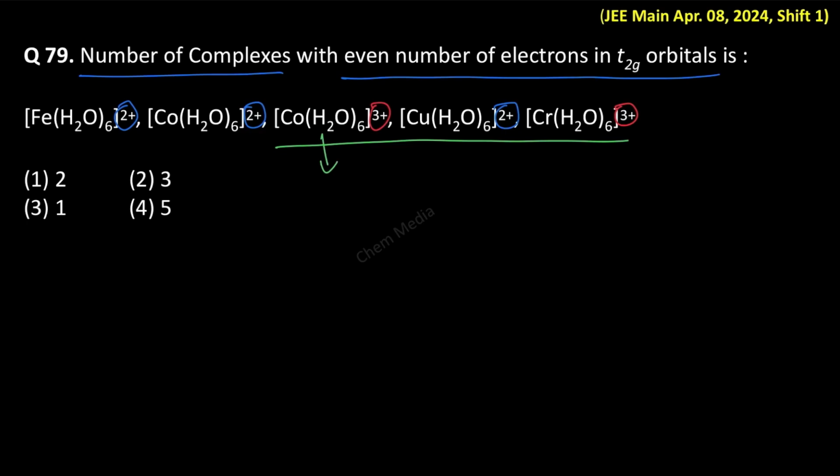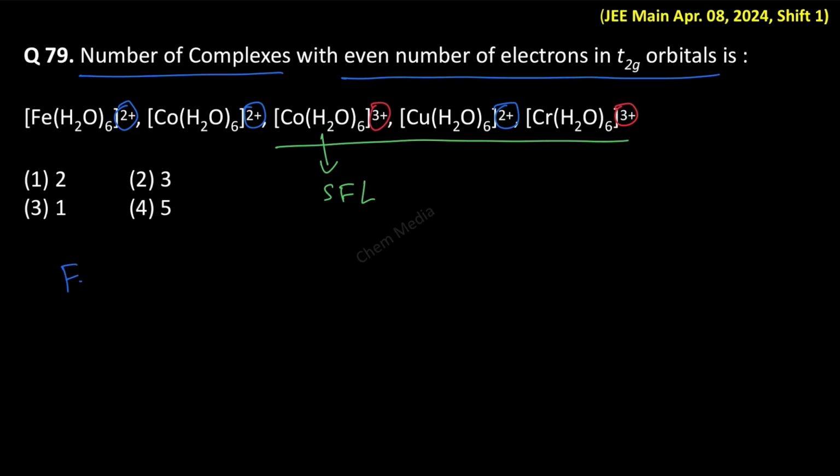Whereas for this one, we have to consider water as a strong field ligand. In general, we consider water as a weak field ligand. But when the oxidation state is 3 plus, for cobalt, we have to consider that one as a strong field ligand. So that is the only exception here. In all other 4 cases, we are going to consider water as a weak field ligand. So let's do this one by one.